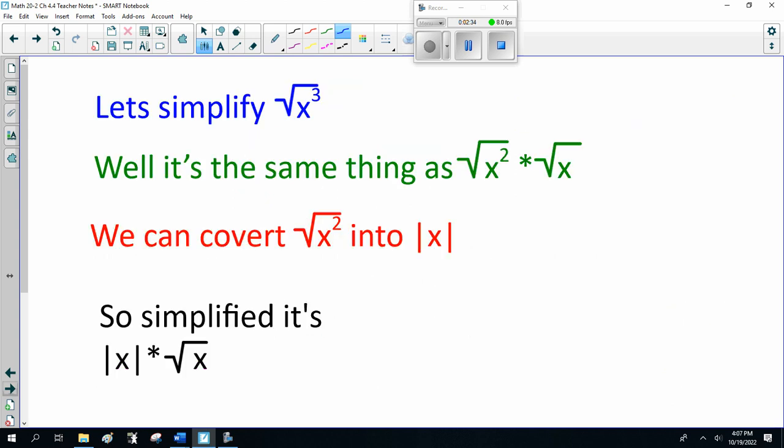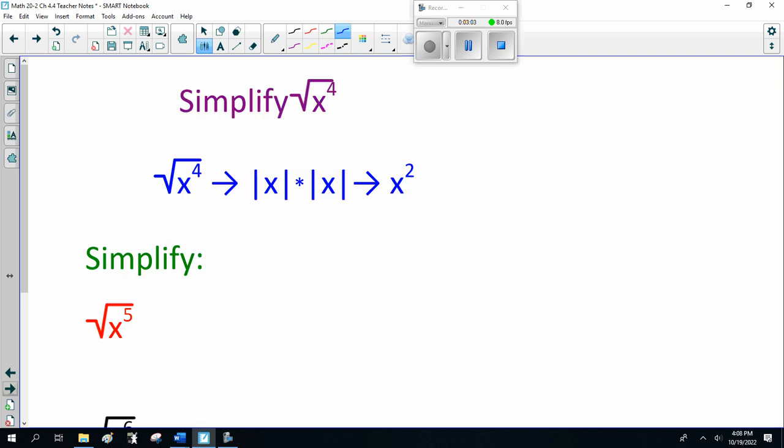Now, let's simplify the square root of x cubed. It's the same thing as the square root of x squared times the root of x. We can convert the square root of x squared into the absolute value of x. So simplified, it's the absolute value of x times the root of x. Now, simplifying the root of x to the fourth, that's the absolute value of x times the absolute value of x, which gives us x squared.